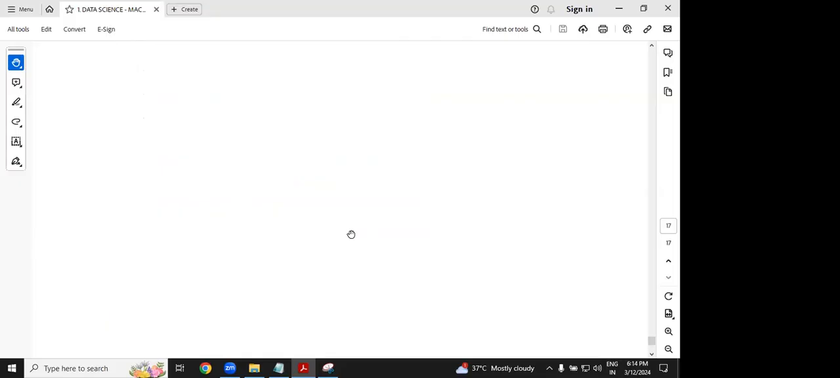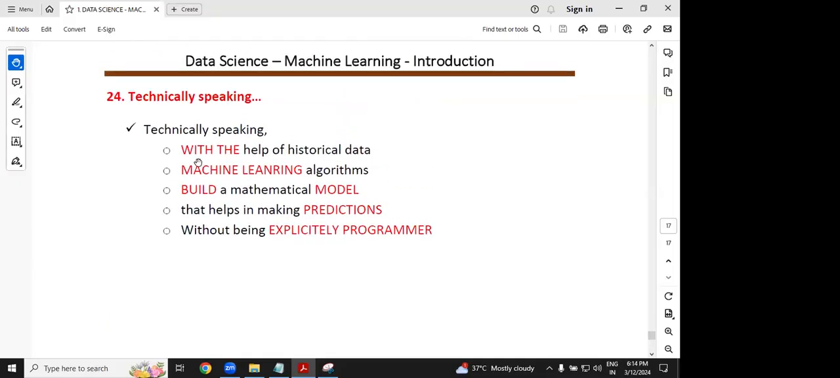This definition is important. Let us read every word from here to here. Come on, read along with me. With the help of historical data, machine learning algorithms build a math model that helps in making predictions without being explicitly programmed. When I say machine learning, a programmer is not required; a data analyst is more than enough. Okay, good. Now let me tell you.